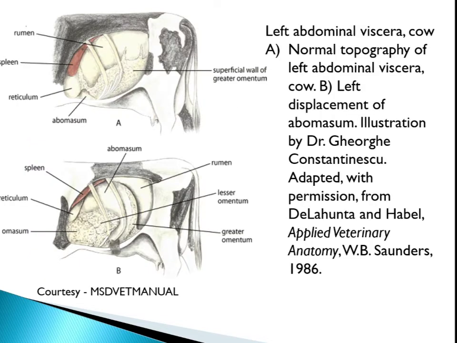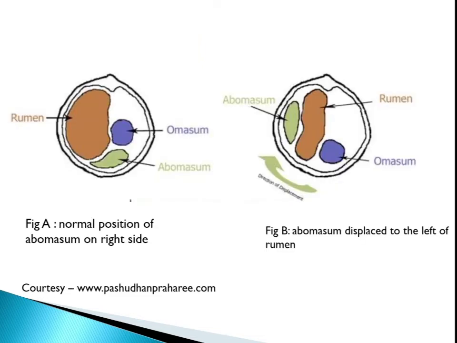Here, the left abdominal viscera of cow. In figure A, the normal topography of left abdominal viscera of cow is given, and in figure B, the left displacement of abomasum is shown. Here, as in the picture, the normal abomasum, which is normally on the right side of rumen, is displaced to the left of rumen, causing left displacement of abomasum.